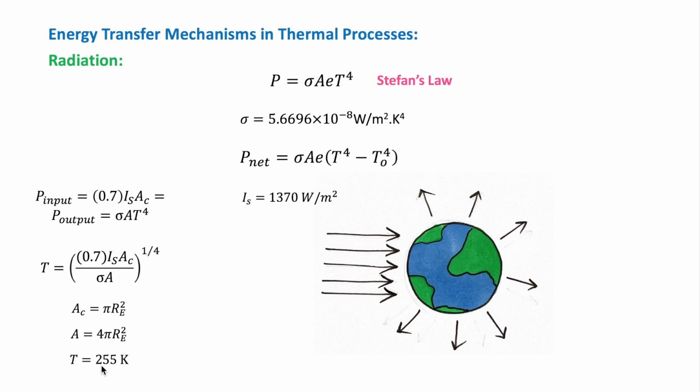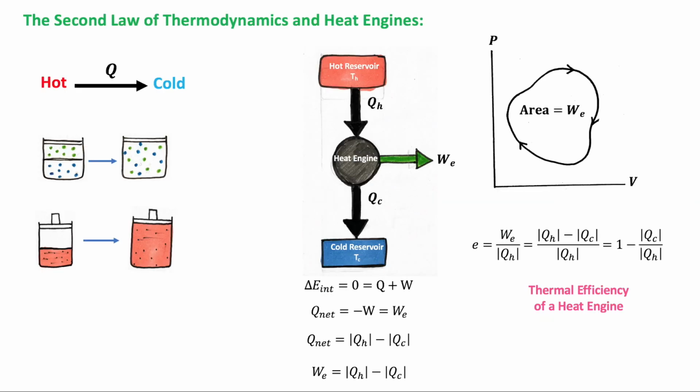But measurements show that the average temperature is warmer and is actually 288 kelvins instead of 255 kelvins. This is because we did not account for an additional effect from the atmosphere that can trap more energy and raise the temperature of the Earth. We will not go through details of that here, but you can find it in any textbook.